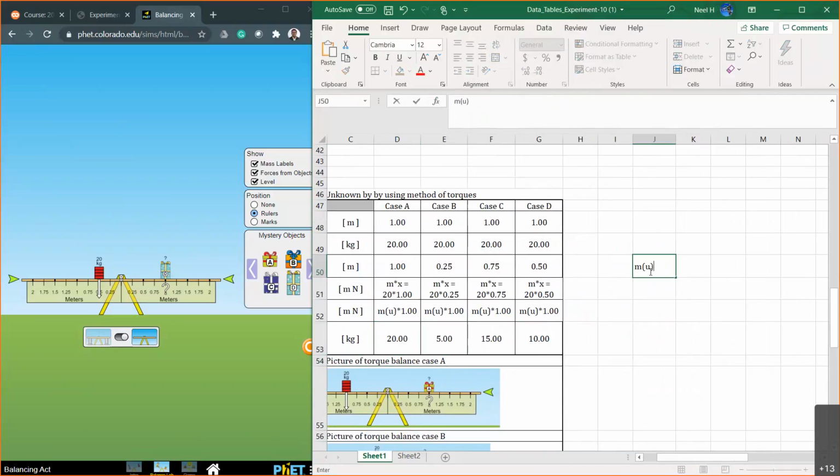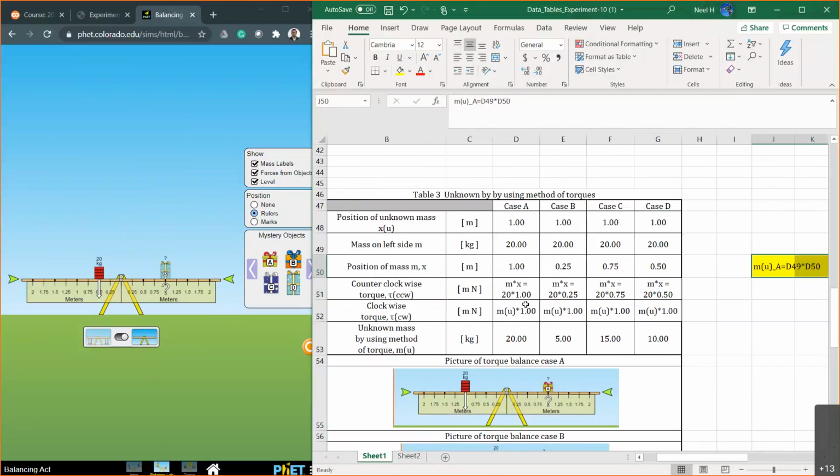Mass unknown for case A, and then the same for mass unknown for case B, case C, and then case D. It's the same kind of function. Okay, you can copy paste all of these functions. Okay, any question?